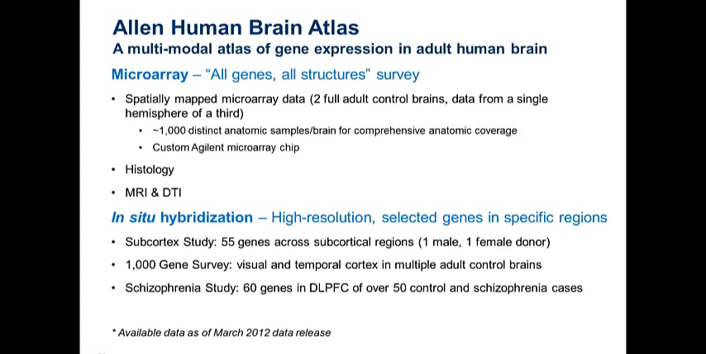We also have histology, MRI, and DTI, which we've combined to show you the gene expression throughout the brain. We also have in situ hybridization data. We've got 5 studies. I'll show you those. So we have a subcortex study, a 1,000 gene survey, a schizophrenia study. We also have an autism study and a neurotransmitter study.